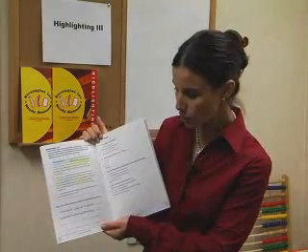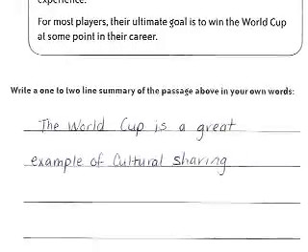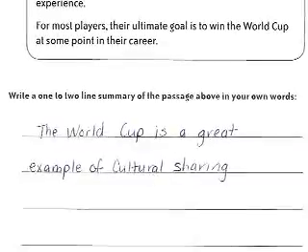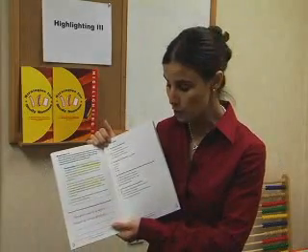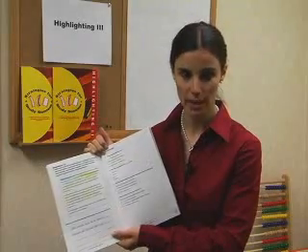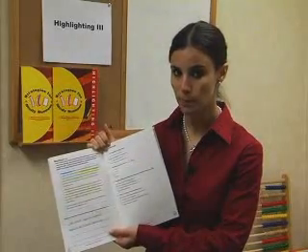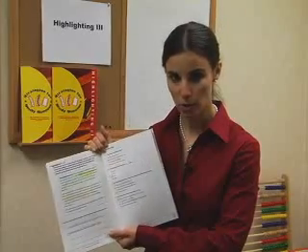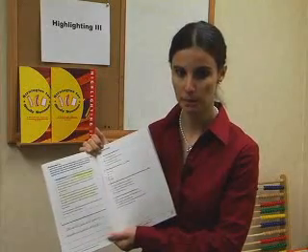Next, the student was asked to write a 1 to 2 line summary of the passage in his or her own words. This student chose to write, "The World Cup is a great example of cultural sharing." This is a summary that works. Other students might choose to write 2 lines and include a few more details to help summarize that passage. Again, there is no such thing as an exact right or wrong answer. Finally, the student is asked to answer 4 different multiple choice questions. It's a good idea to have the students write whether the questions are implicit or explicit.